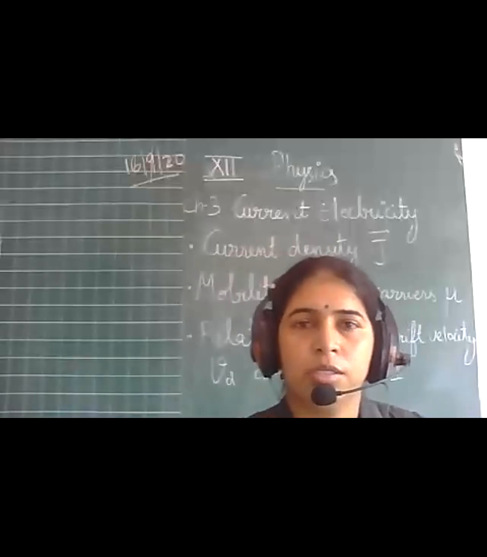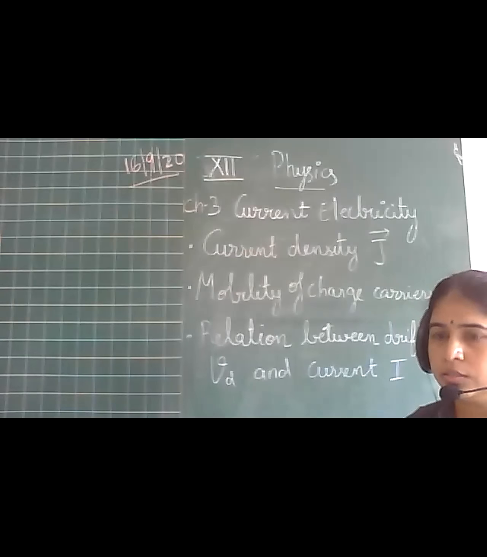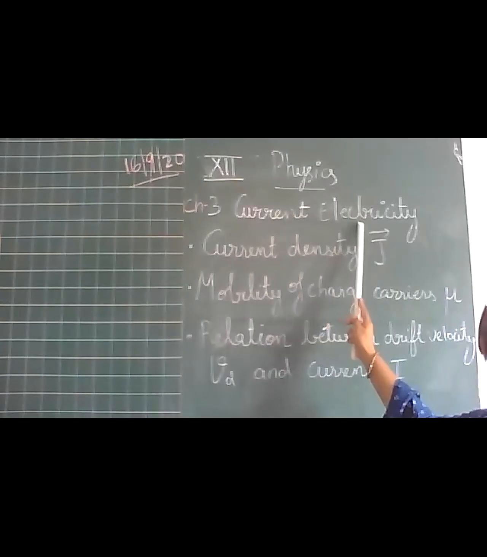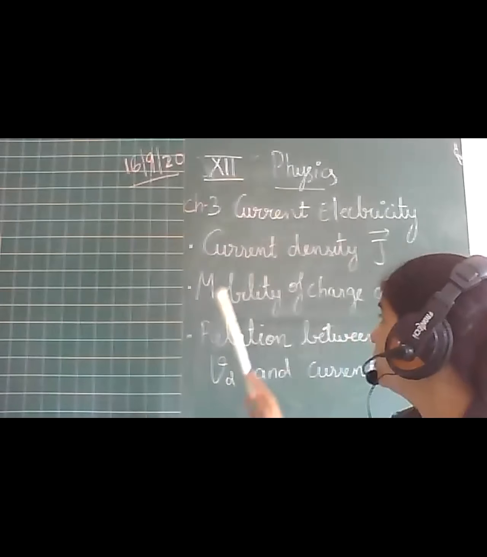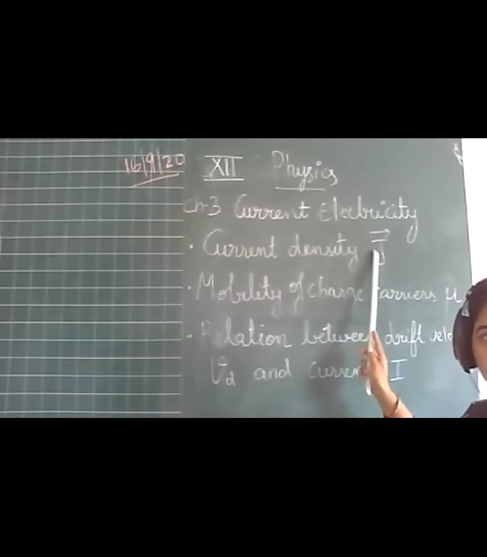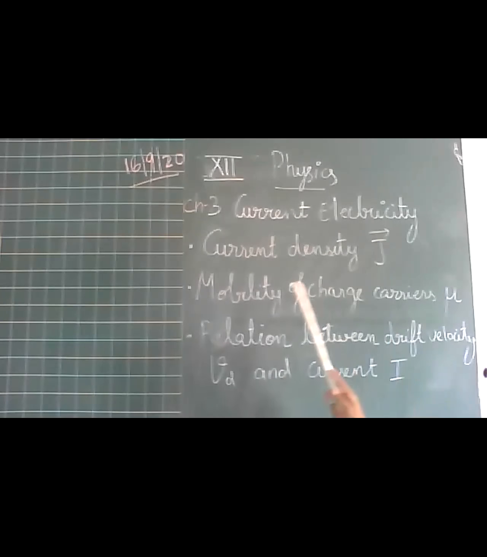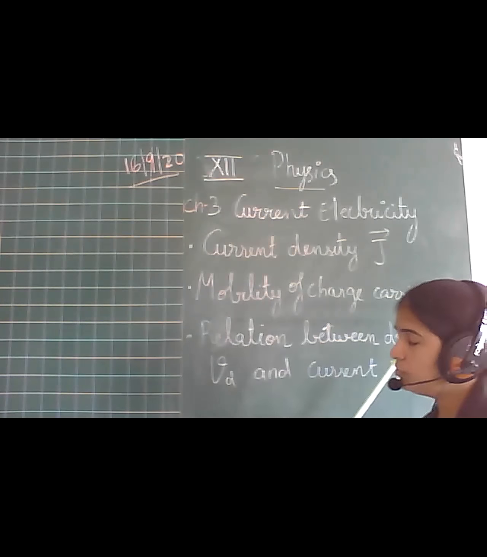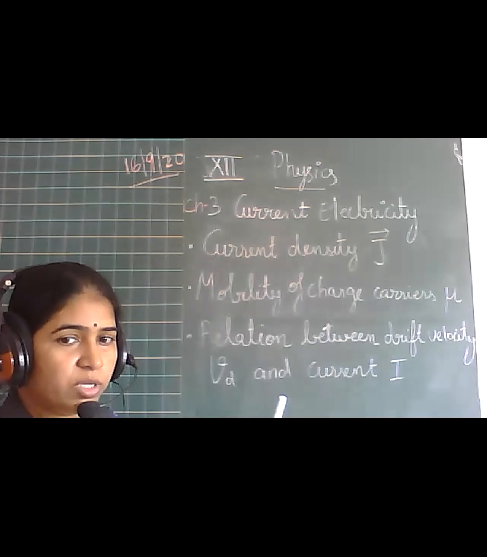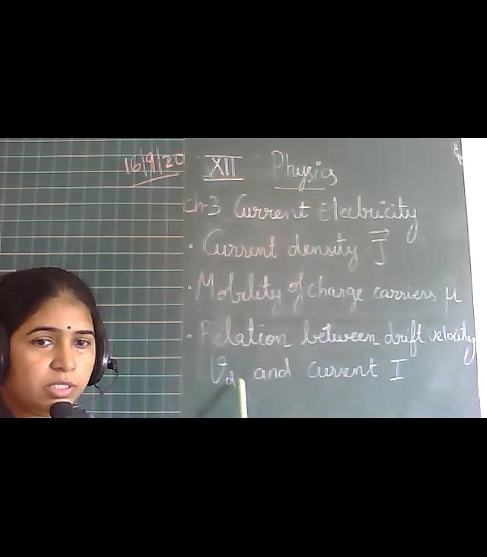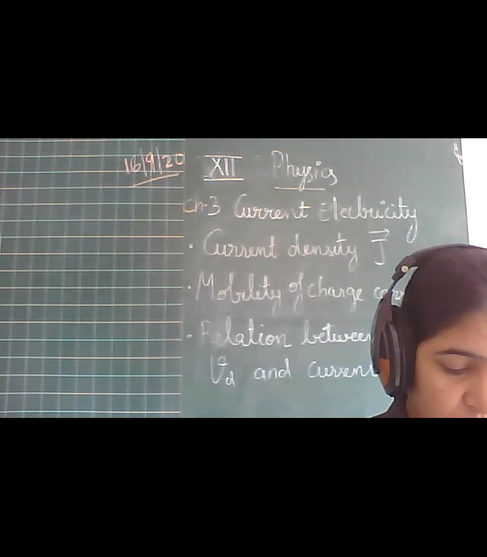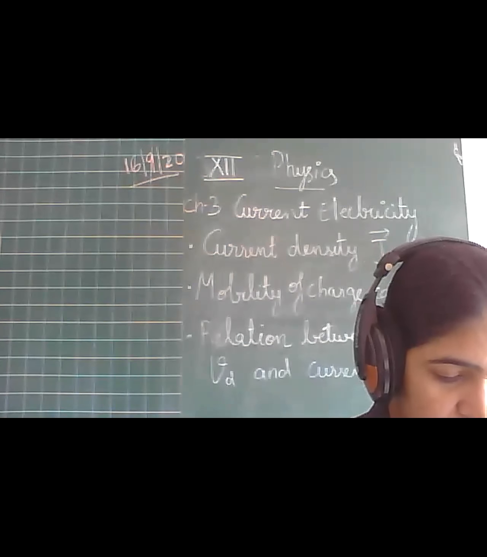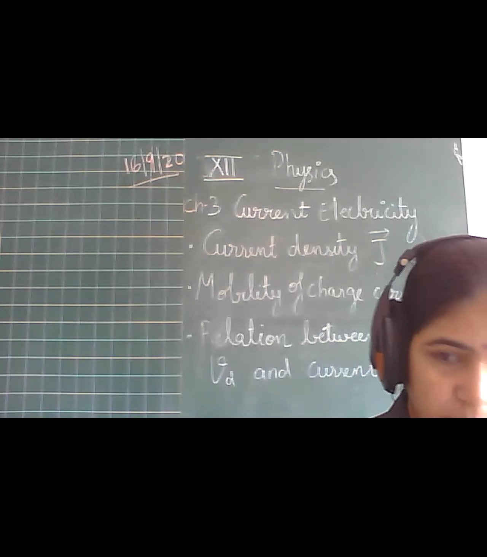Good morning, children. This is 12th Physics, Chapter 3, Current Electricity. In this video, we will cover the topic current density J, which is a vector quantity, mobility of charge carriers mu, and finally we will derive the relation between the drift velocity Vd and the current I. So let's start with the current density.